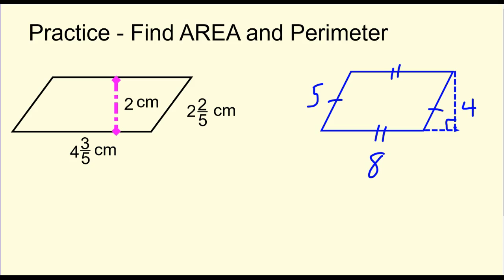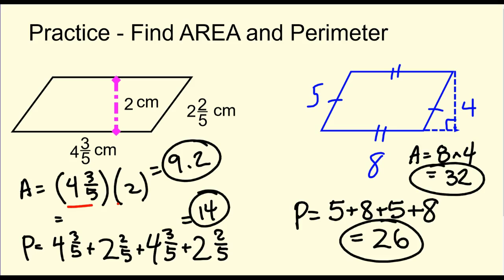So you have 2 examples here. Go ahead and do base times height for each one. Find area and perimeter, and we'll come back and check. So here I did base times height, got an answer for area. Added up all four sides to get an answer for perimeter. And same thing here, area and perimeter.